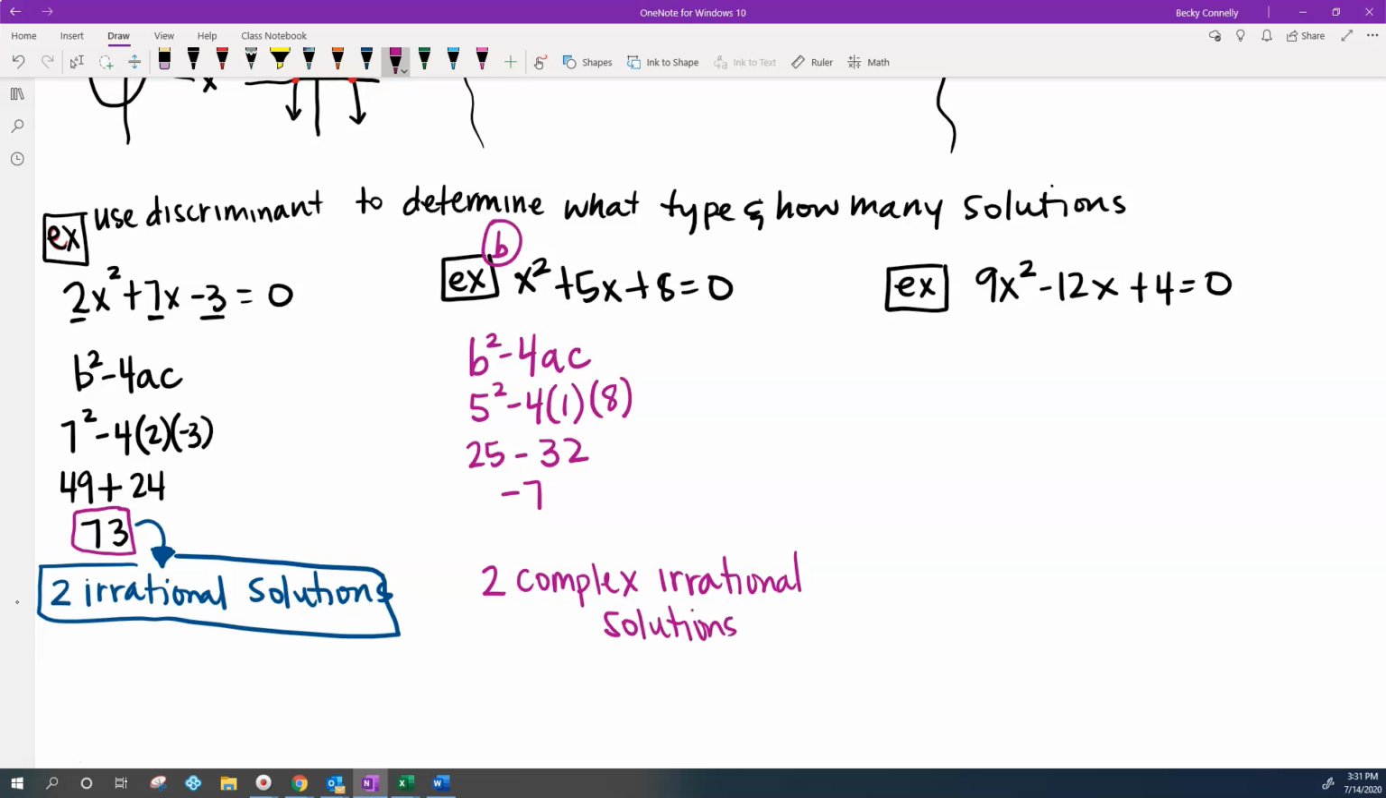Awesome. Okay, and then what about this other one over here, part C. What numerical answer did you come up with on part C? Go ahead and type that into your chat. And then 3, 2, 1, hit enter. Everybody come up with 0? Okay, so when you have 0 there, that means that you're just going to end up with 1 real solution on that one.